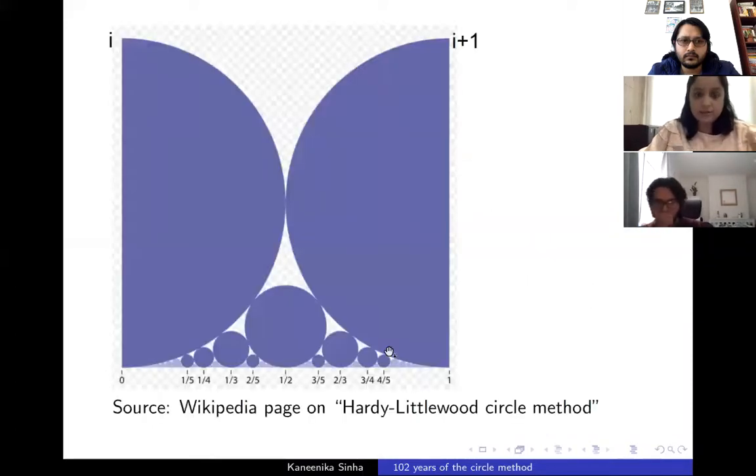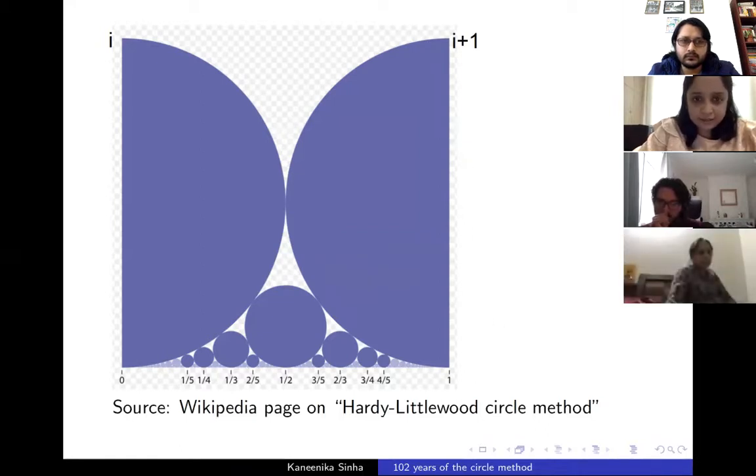I've taken this picture from the Wikipedia page on the Hardy-Littlewood circle method. The Wikipedia page calls it that, which is unfortunate. I think it should be called the Ramanujan-Hardy-Littlewood circle method. But this picture is also the one that Manjul shared when he sent out the announcement for my talk. So what is happening here?